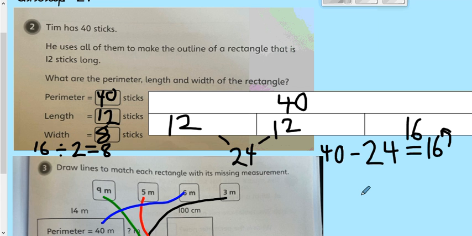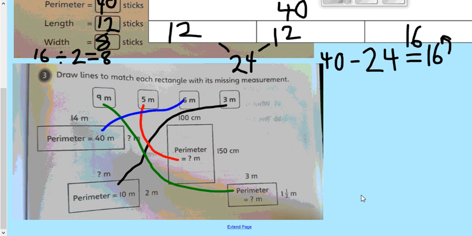And then this one, so 9 meters matched up with this one at the bottom, 5 meters matched with this one, with the 100 centimeters, 150 centimeters, 6 meters matched with this one on the left, and then 3 meters matched with this one on the bottom left. The one that caught me out actually was the one where it's in centimeters, this one. So you actually had to convert it between centimeters and meters. That caught me out, so I do wonder if it caught you out as well.